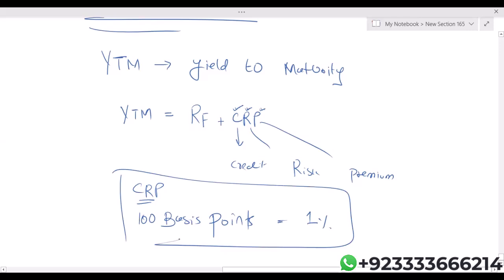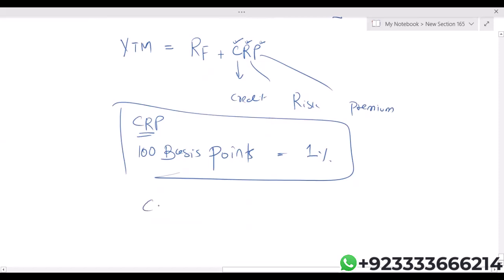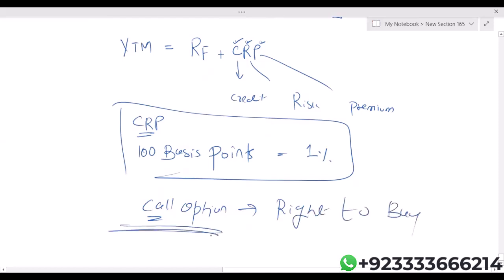It's a particular language. For example, call, we know what is the meaning of call, but when I say call option, the interpretation changes. Right to buy. What is the interpretation? Right to buy. So it's a particular language. Put option, right to sell. The same thing is happening here. 100 basis points are equal to 1%. So this CRP credit spread will be given to you in basis points.